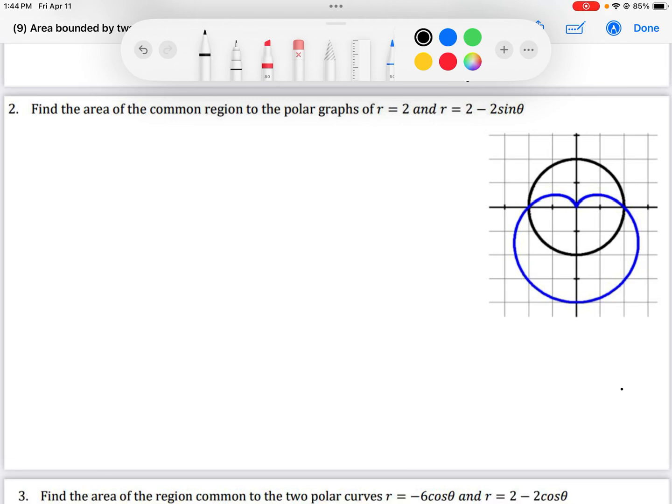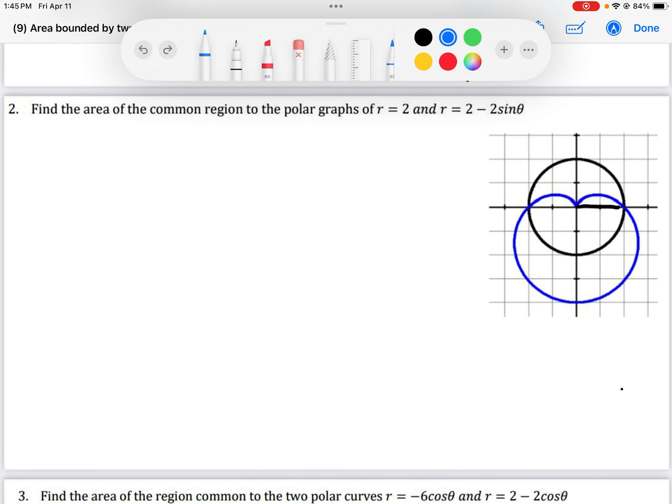All right, in this problem it says find the area of the common region to the polar graphs of r equals 2 and r equals 2 minus 2 sine theta. Hopefully we are pretty familiar that radius 2 is this circle in polar form. No matter what theta is, if I go out along that radian, I would get a radius of 2, and it goes all the way around.